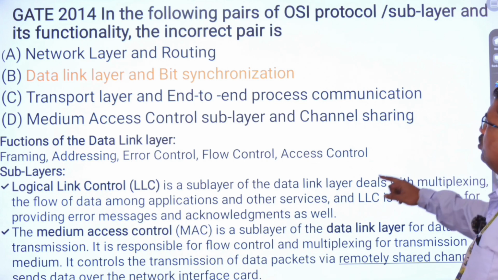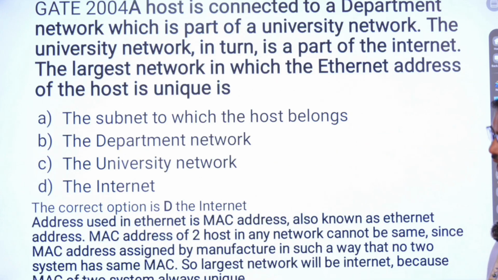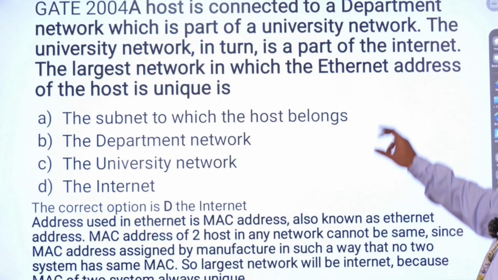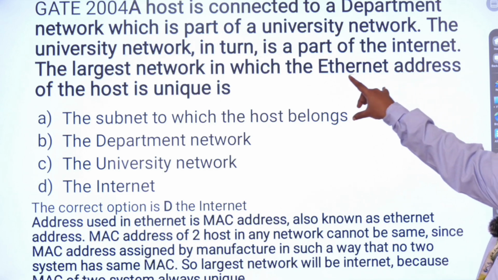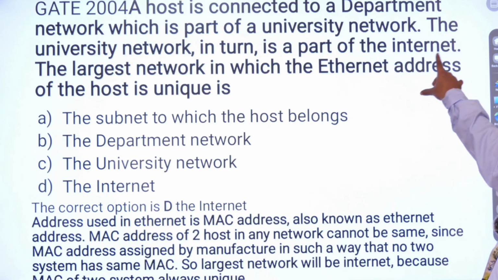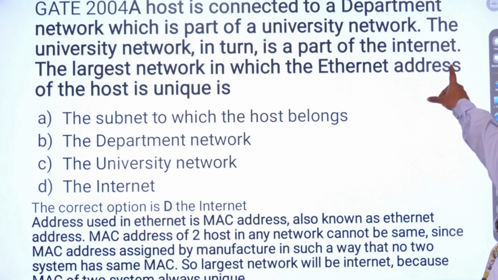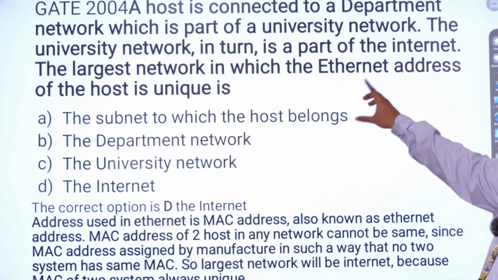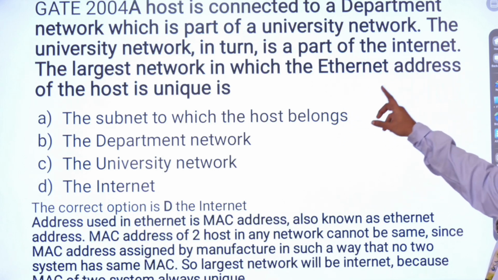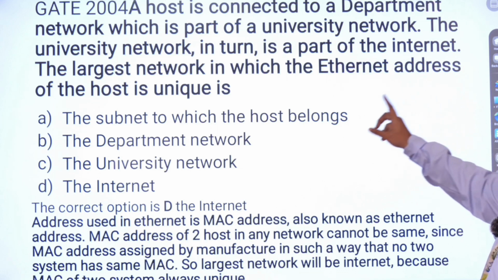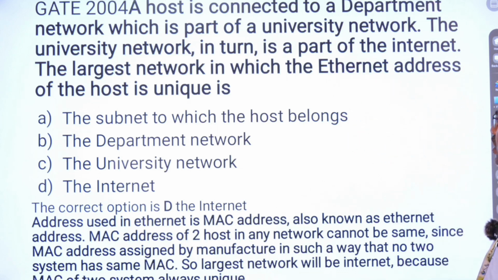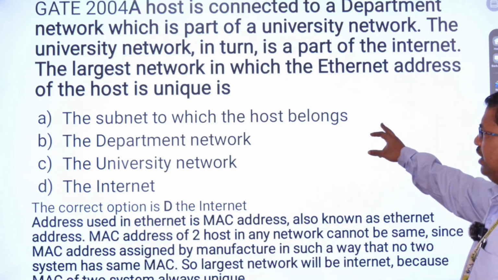So next we move on to the next question. This came in the year 2004. What is the question given here? The question: a host is connected to a department network, which is part of the university network. The university network, in turn, is part of the internet. What is the largest network in which the Ethernet address of the host is unique?